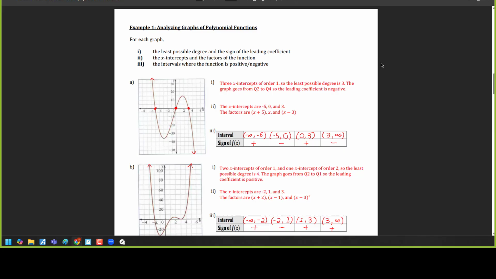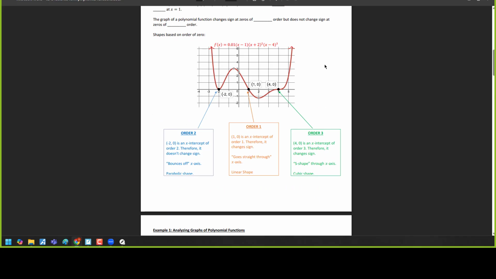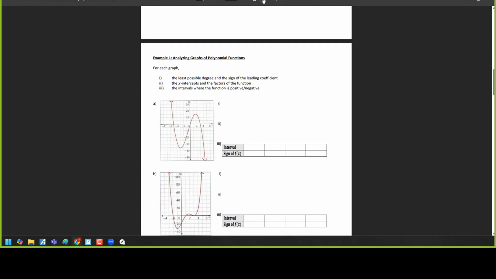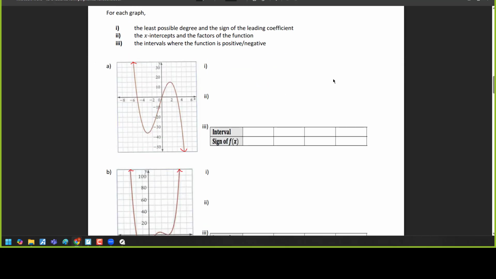Example 1, analyzing graphs of polynomial functions. For each graph, state the least possible degree and the sign of the leading coefficient. So let's do this. So here's the question without the solutions. The least possible degree and the sign of the leading coefficient. How do we figure this out?